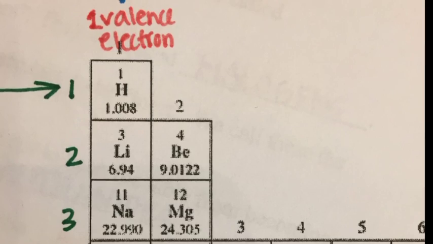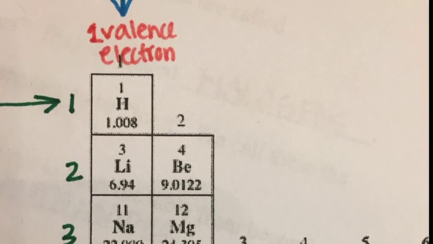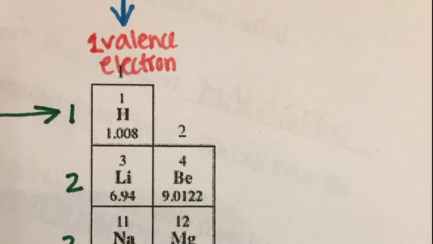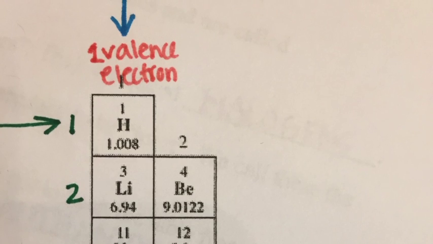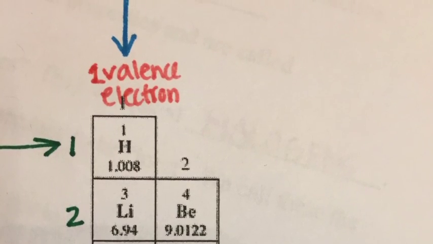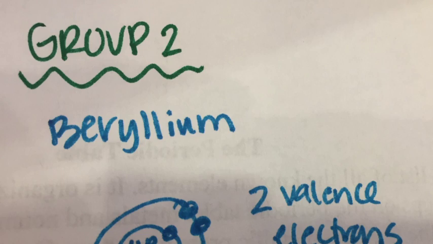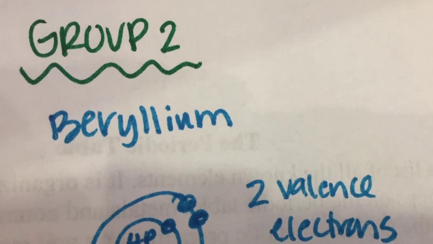And if we were to draw Bohr models for every element in group 1, you would find that every element in group 1 has only 1 valence electron. So on your periodic table, make sure you note at the top of the column that everything in group 1 has 1 valence electron. Looking at group 2, very similar.